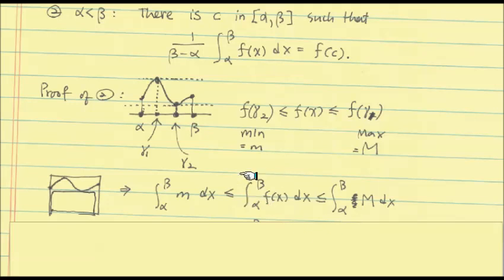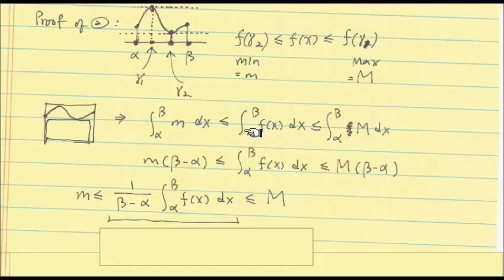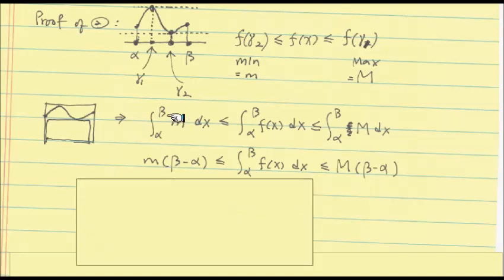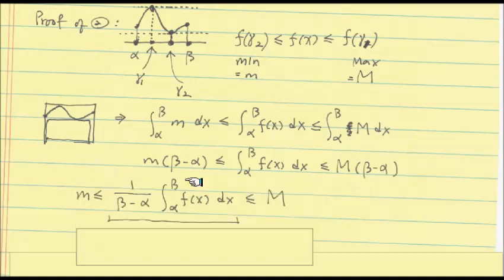The next part's interesting. So I calculated this, but since m is constant, this is m times beta minus alpha, obviously. So m times beta minus alpha, those are the numbers. So we have a very rough upper and lower bound of this quantity of interest. An interesting part is as we divide both sides by beta minus alpha, this beta minus alpha is a positive number, so we have this inequality.